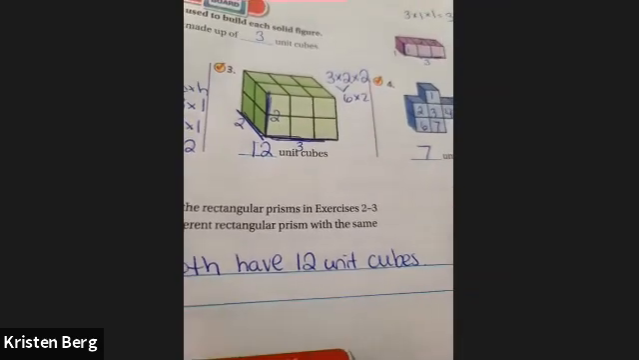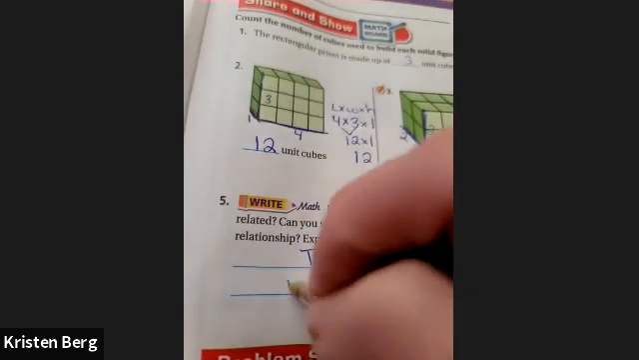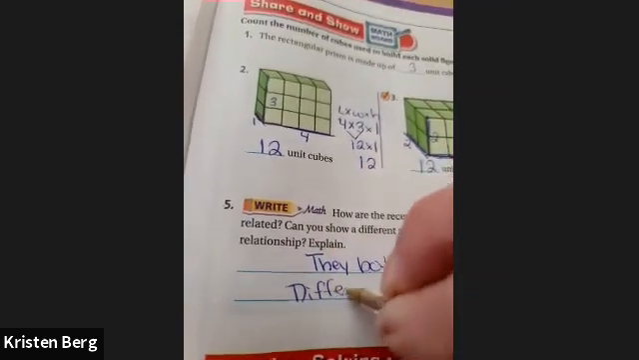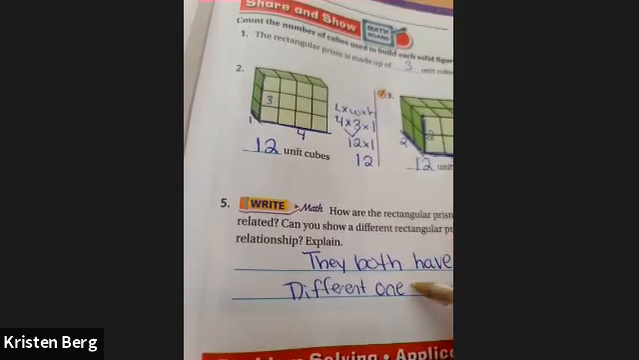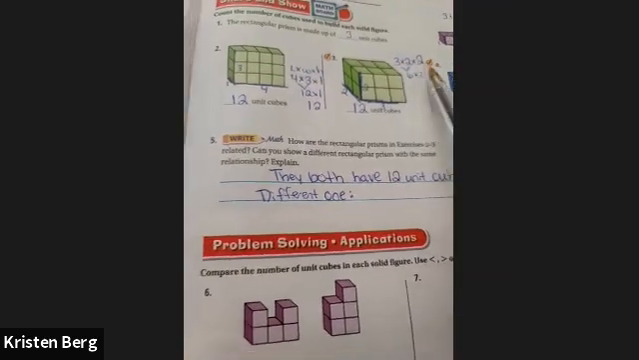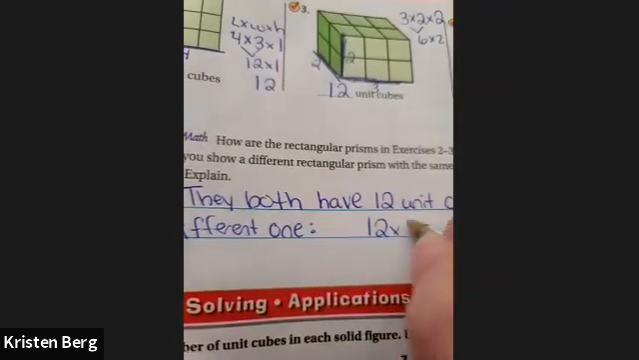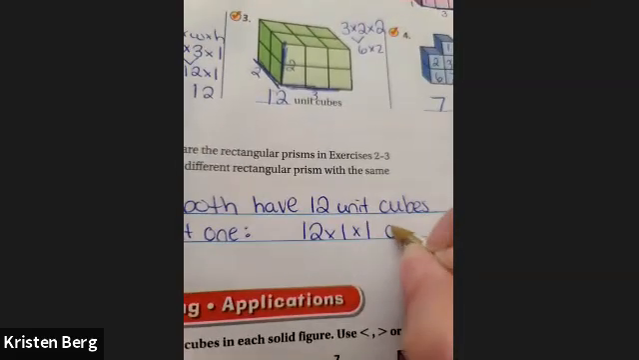And then they're saying, can you come up with a different one? So a different one. This is, again, you could have picked any with 12, which we did down here. So it had a 4 by 3 by 1. It also had the 3 by 2 by 2. So the ones that we could have also said are a 6 by 2 by 1, or a 12 by 1 by 1.